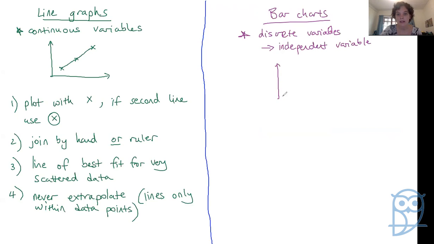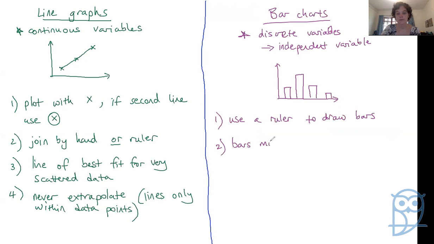So again, little reminder, bar charts are the ones with the gaps between them, and all the bars are exactly the same width. So we are going to use a ruler to draw bars. We're going to be exact and precise with our ruler. Bars must never touch, because we're dealing with discrete data. And the gaps between them must be even.